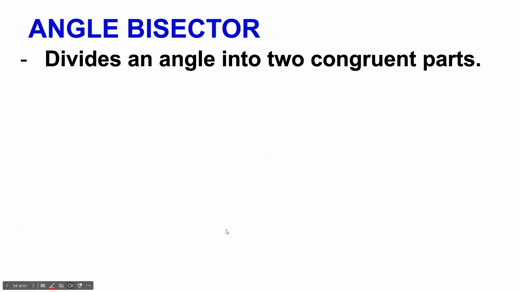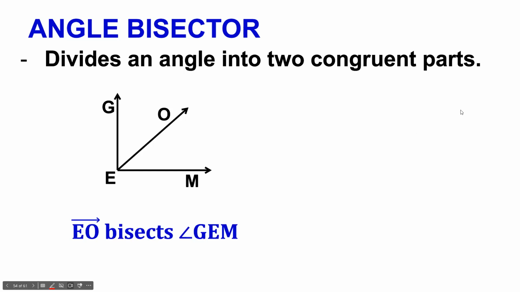We also have here the angle bisector. Angle bisector is like the midpoint in the segments. Angle bisector divides the angle into two congruent parts. So therefore, we have here EO, this ray EO bisects. When we say bisects, it's another term for divides. So therefore, we can say here that ray EO bisects angle GEM. And so when it is being bisected and divided into two congruent parts, whatever will be the measurement here will be the measurement here. Can you follow?